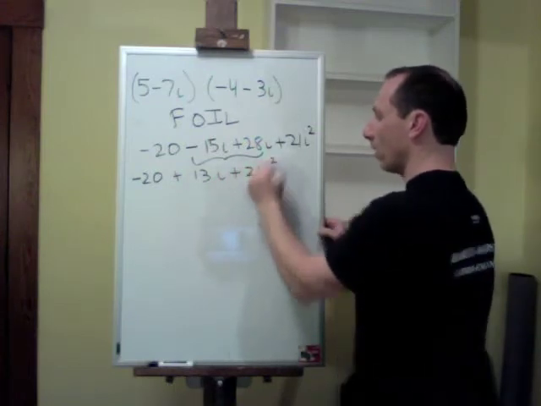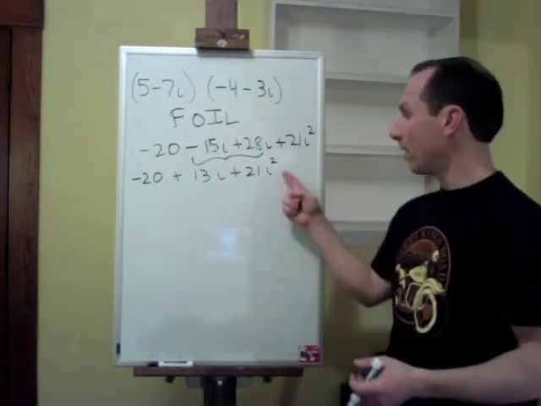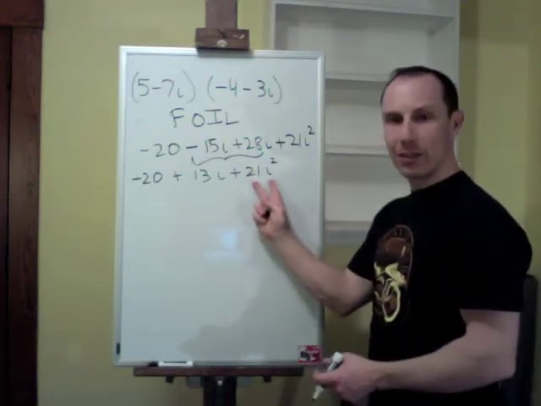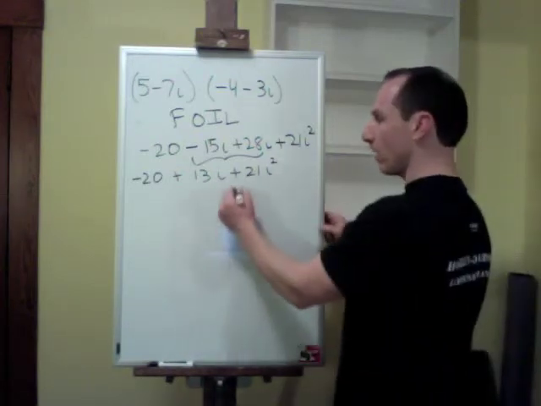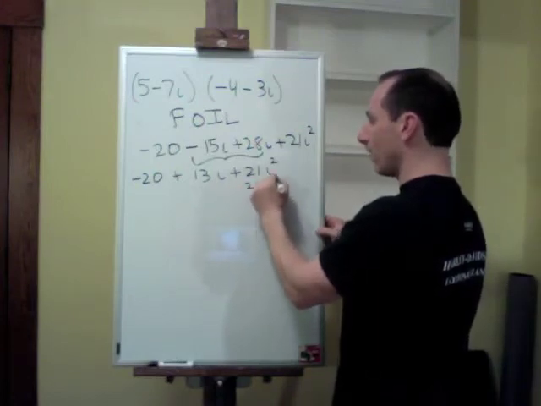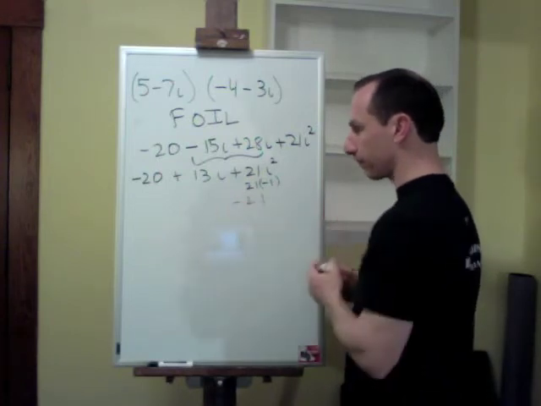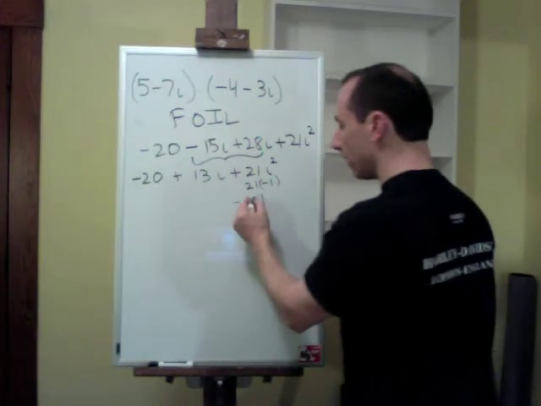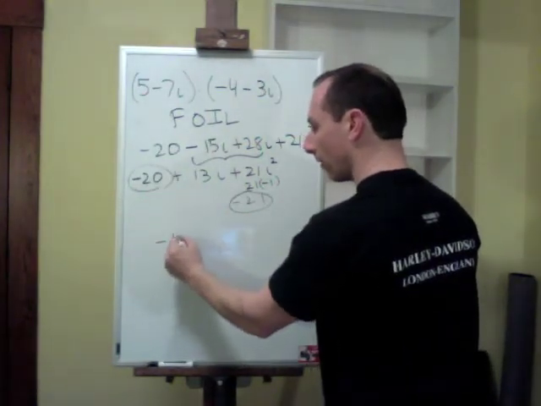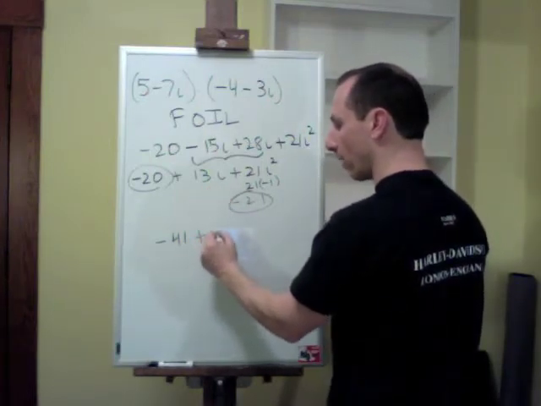But taking into consideration that we said in the first part of this video that i squared is equal to -1, and this 21 and i squared is attached by multiplication. So that's going to be 21 times -1, which is essentially -21. So this -21 and -20 are going to combine to be a -41, and my +13i just drops right down.